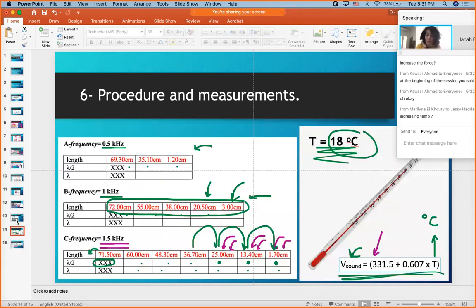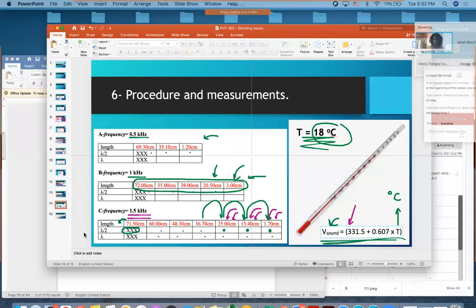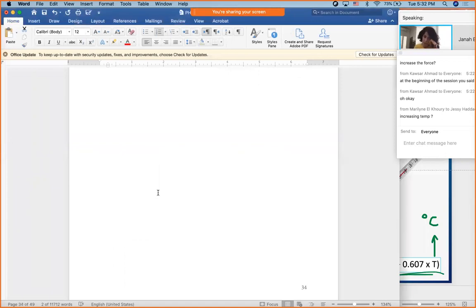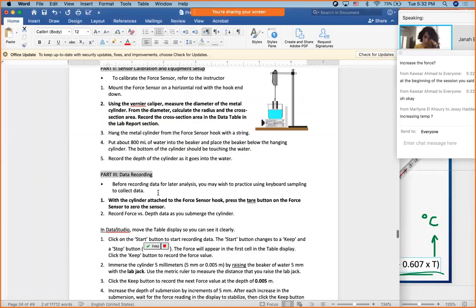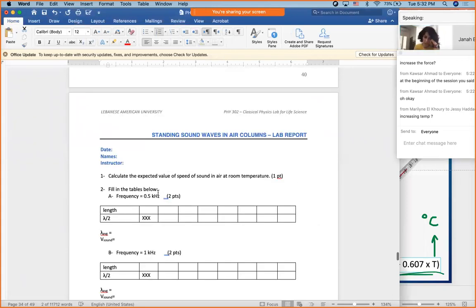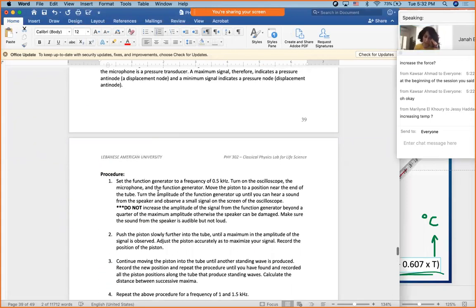So I will not give you a file called results. I will say the results are inside the PowerPoint, okay? You think the results are enough? Like I gave you all the smallest subdivision divided by two. Needed or not needed, I don't know. You have to answer some questions only. Let me show you what questions you have, just for you to have an idea about the length of the lab report. And read the procedure, it could be very helpful.